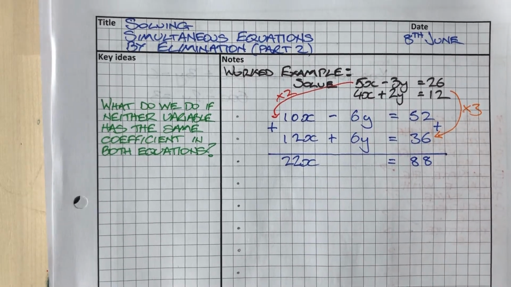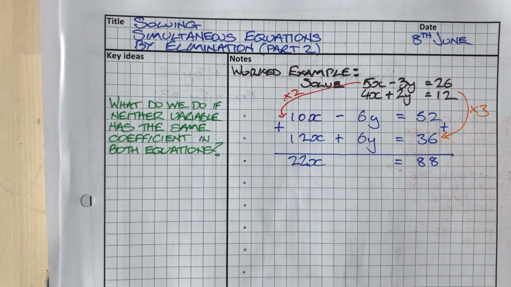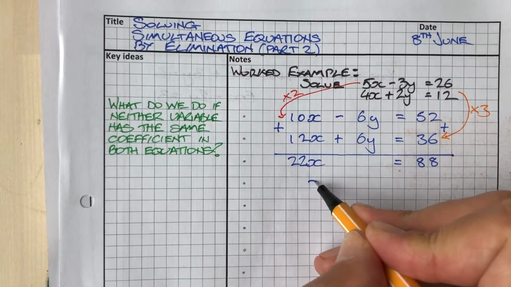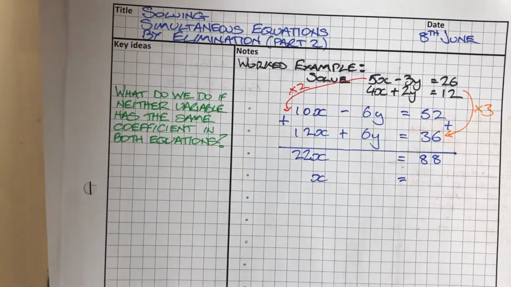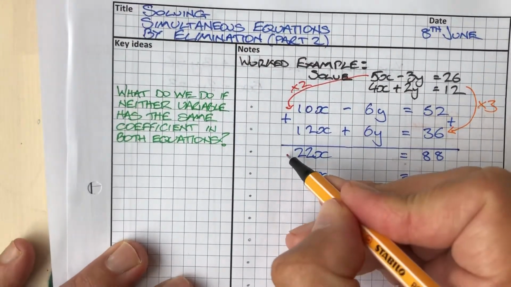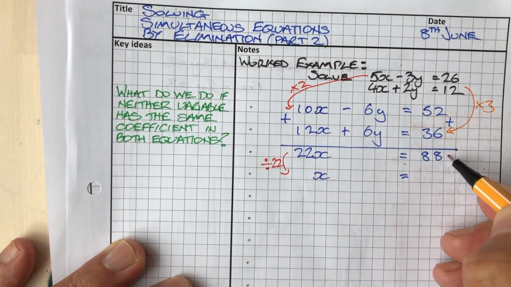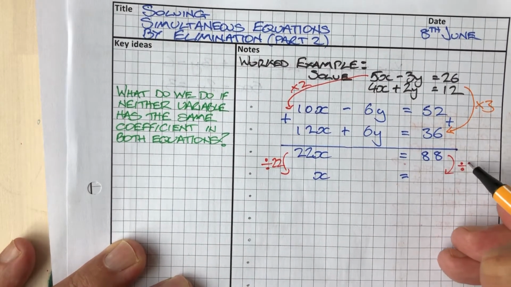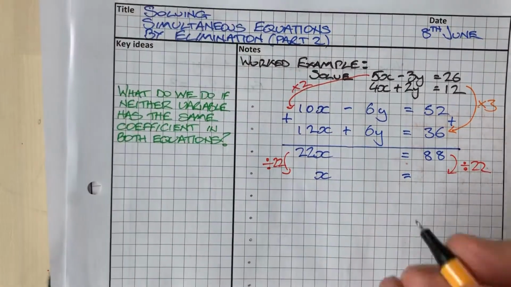makes 88. So 22x is 88. My number times 22 is 88. I don't want it times 22. Get rid of the times 22. How? By dividing by 22 on both sides. So x is 4.